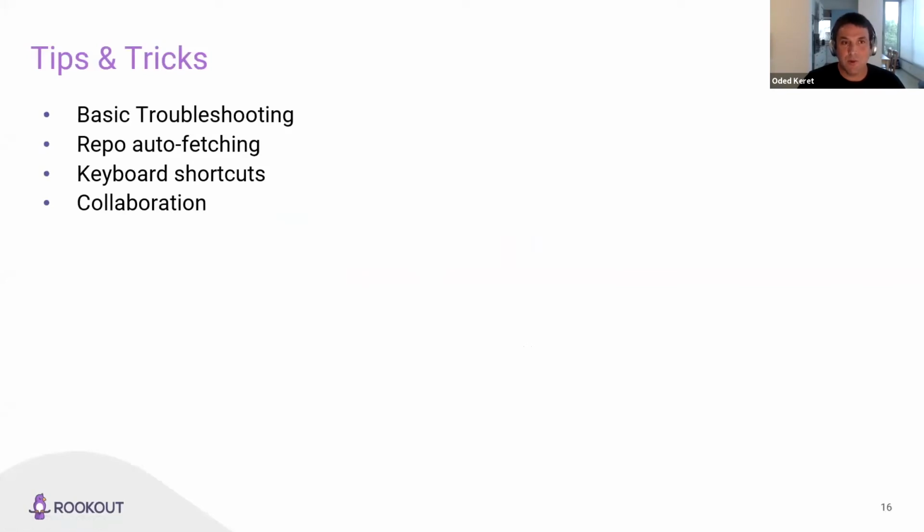Following up on what Josh has shown us, I'd like to share a few tips and tricks that some of our more advanced customers have been using and that some of our newer customers haven't found out about yet. We want to make sure these are front and center. I will mention basic troubleshooting. Josh touched on our new ability to automatically fetch the source code repository that's running on your server. I will show you where you can find keyboard shortcuts and other neat tips and tricks about Rookout, and we will shortly mention collaboration.